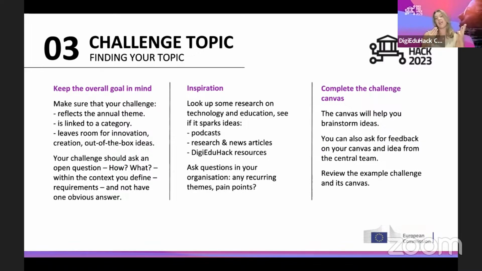When you've done this, you can also complete a challenge canvas, and I'll show you that in just a few slides. It's an empty canvas that you can fill to help you brainstorm some ideas, some issues, some goals, some solutions, something to help you narrow down your own challenge. And of course, you can also ask us for feedback, and you know how to reach us.